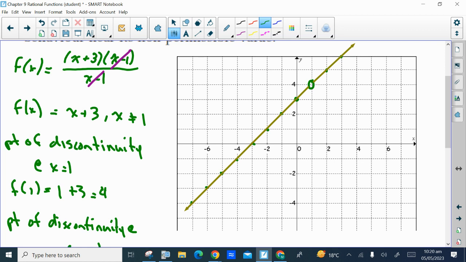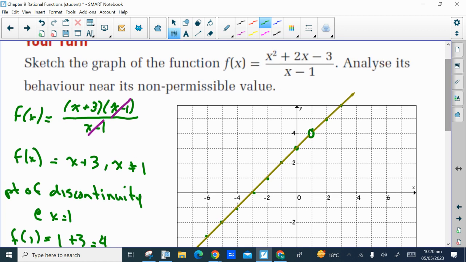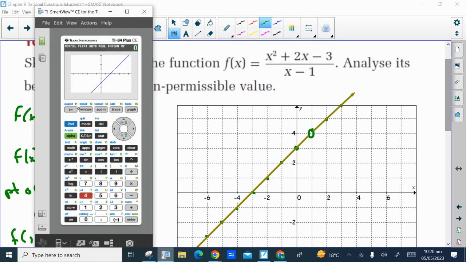Right, and you could check this by putting the original expression in the graphing calculator. It's y equals x squared plus 2x minus 3, divided by x minus 1. When you graph it, I'm still in that zoom decimal mode, and because of the reduced window, we can't even see the point of discontinuity.